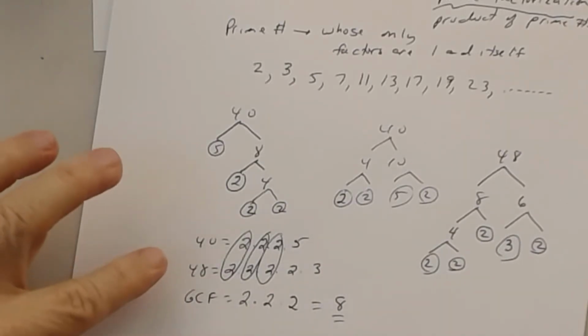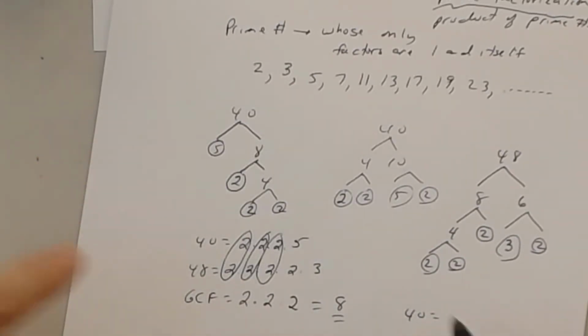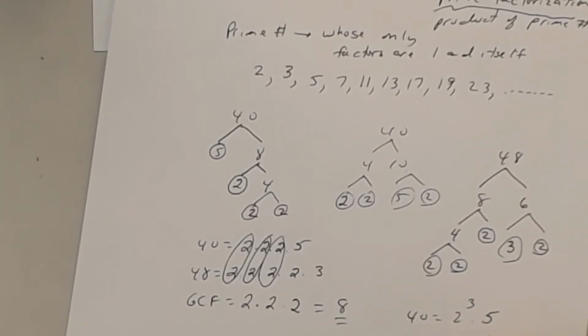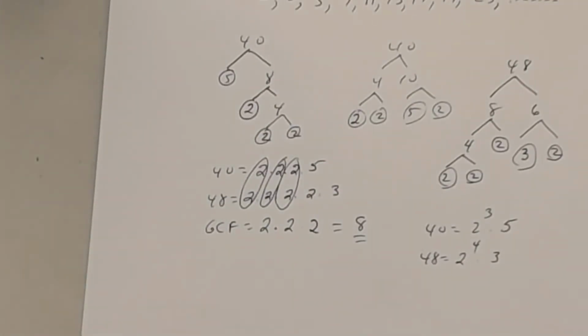Now, for right now, I want you to write 40 also. We're going to come back to this in a little while. I want you to write 40, the prime factorization in terms of exponents. So rather than just saying 2 times 2 times 2, I can say 2 to what power? The third, and then times what? 5. And 48, I can write as 2 to what power? The fourth times what? 3. Okay. So I'm going to use this in a little while. But that's what you do if you're going to use a factor tree.